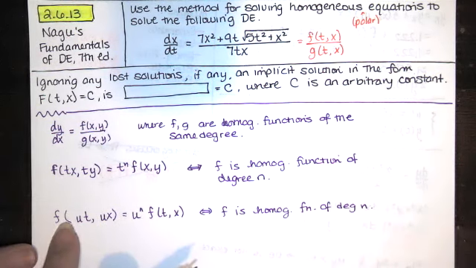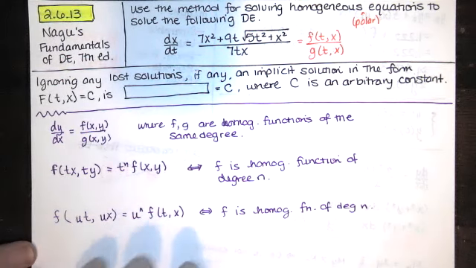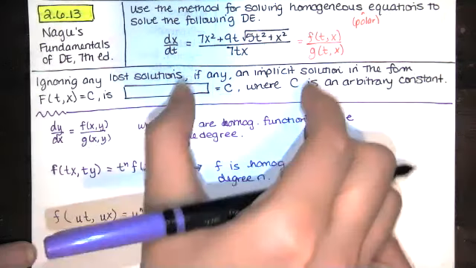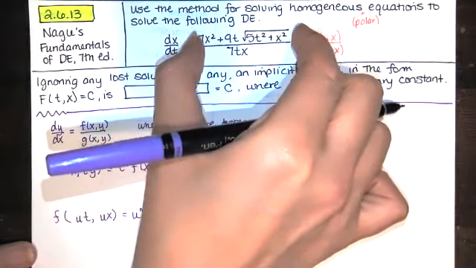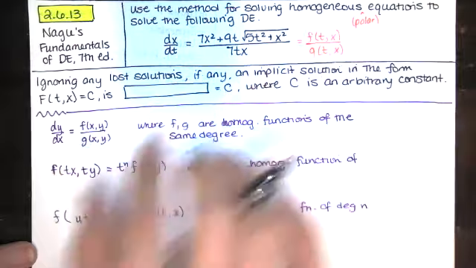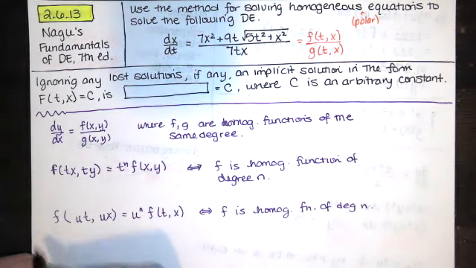Notice that these are just exactly the same thing. I'm just using the variables in different ways. The only reason why I'm using this notation is so that I can verify that these functions of t and x are homogeneous functions of the same degree.